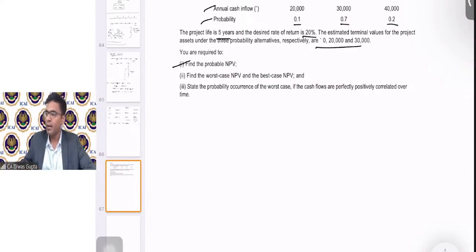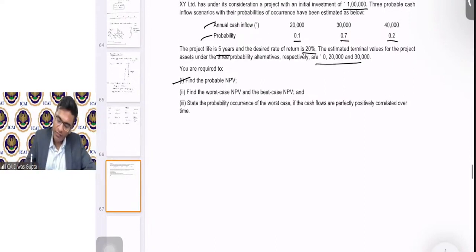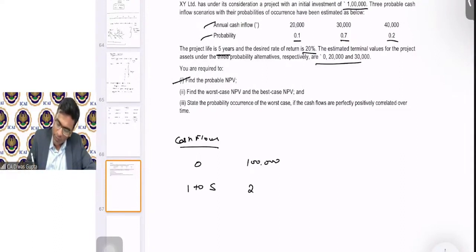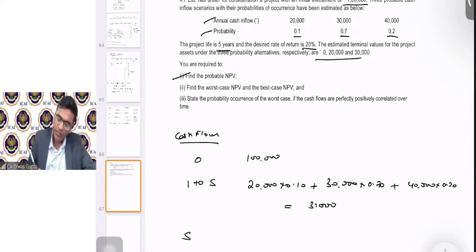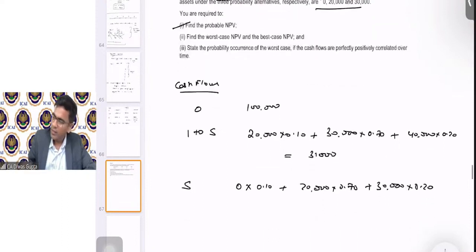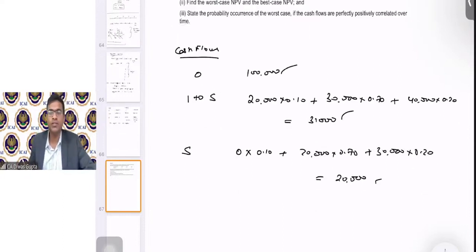So students, it is relatively very simple. First of all, we can find out the cash flows. Year zero, the cash flow is 1 lakh. For years 1 to 5, the cash flow is 20,000 into 10%, 30,000 into 70%, 40,000 into 20%. So this comes as 31,000, the yearly cash flow for 5 years. Then for the fifth year, the salvage value is 0 for 10%, 20,000 for 70%, and 30,000 for 20%. So this comes as 20,000. Okay, students. So basis this 1 lakh, 31,000 and 20,000, we can compute the NPV.